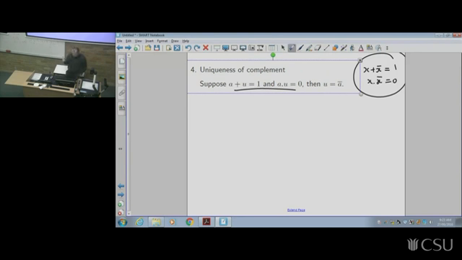So let's try to prove these things. Essentially I want to prove that U is equal to A bar. That's what I'm trying to prove. So I know that I've got these two rules, the complement sort of stuff.